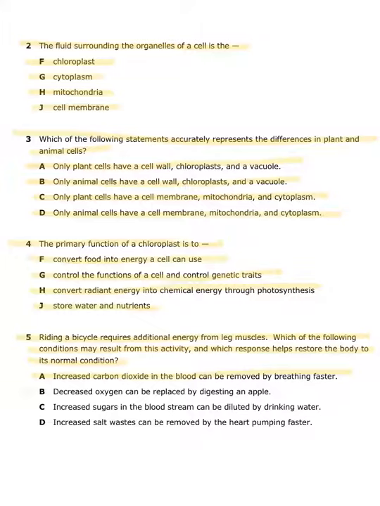B, decreased oxygen can be replaced by digesting an apple. C, increased sugars in the bloodstream can be diluted by drinking water. D, increased salt waste can be removed by the heart pumping faster.